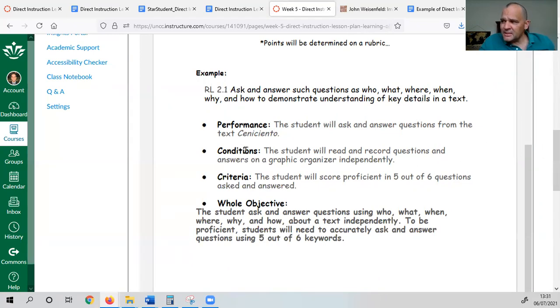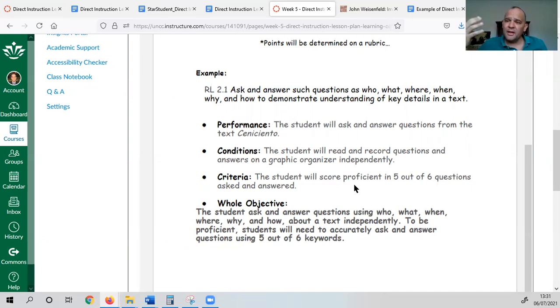And then the conditions means how the students will be able to do that. Sort of what are the conditions you are providing for students to be able to do that. And in this lesson, the students will read and record their questions and answers on a graphic organizer. Graphic organizer simply would have those who, what, when, where, why type of questions that students would just be filling out. The criteria is the expectation for mastery, right?